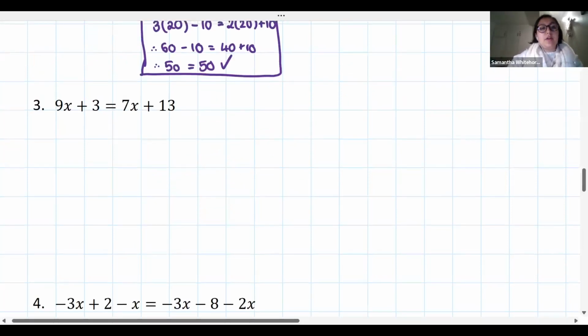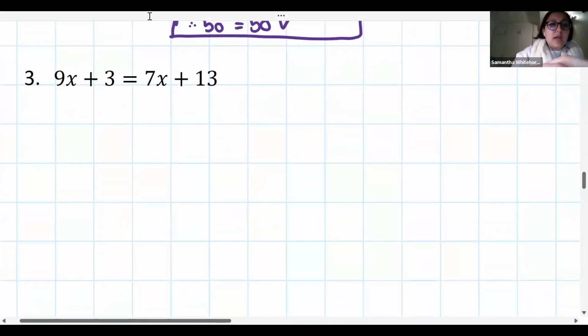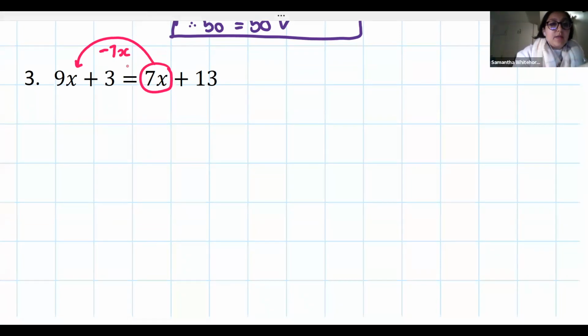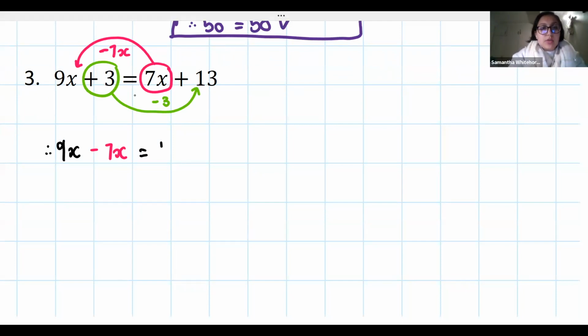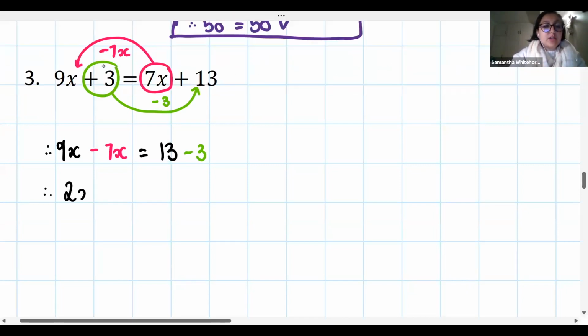Right, let's have a look. So we've got 9x plus 3 equals 7x plus 13. So again, what we want to do is take the 7x and bring it over, so it's going to become minus 7x. And then we want to take the positive 3, bring it to the right, so it will become negative 3. As we set that up, the 9x stays where it is. We have no issue with that, but now it's 9x minus 7x because we brought it over, is equal to 13, and because we're bringing that positive 3 over, we've got 13 minus 3. So 9x minus 7x is 2x. 13 minus 3 is 10.